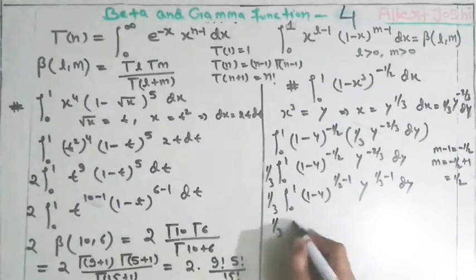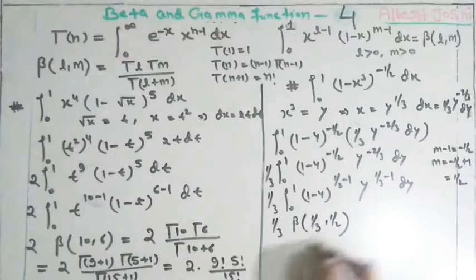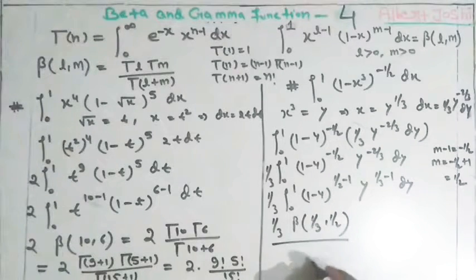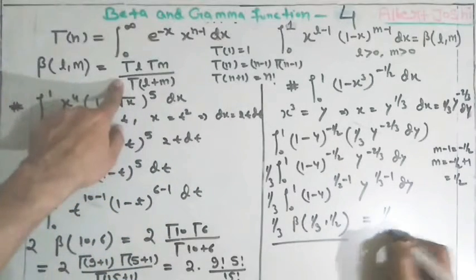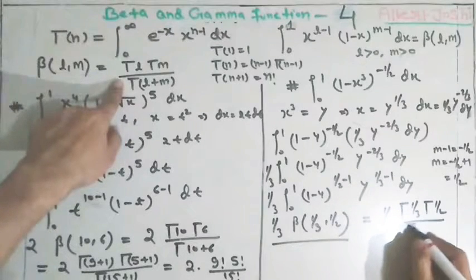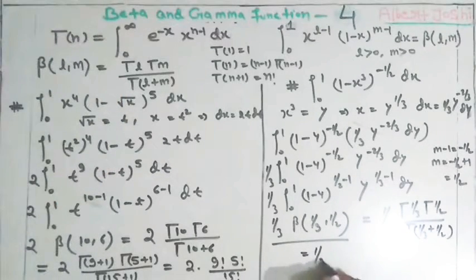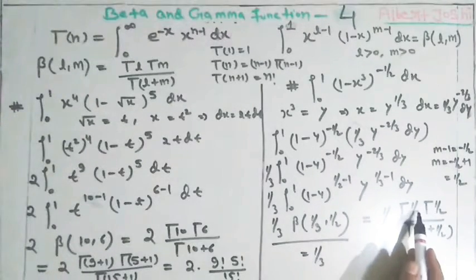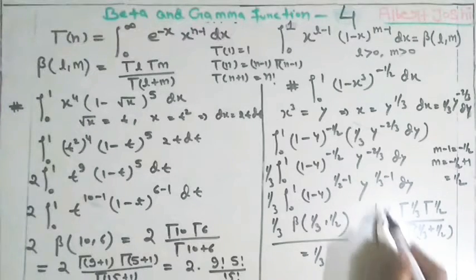So this is (1/3) beta(1/3, 1/2). Okay, you have this value. Now by the help of this formula you can put (1/3) gamma(1/3) gamma(1/2) / gamma(1/3 + 1/2). So you are getting 1/3 times this value. How to solve this, we will explain to you after some time. So this is your answer.